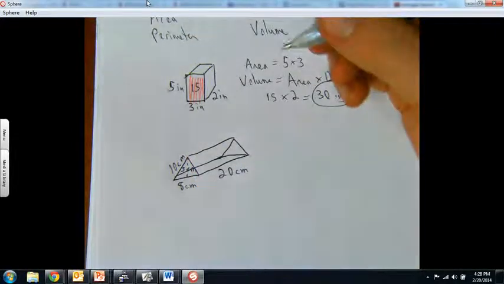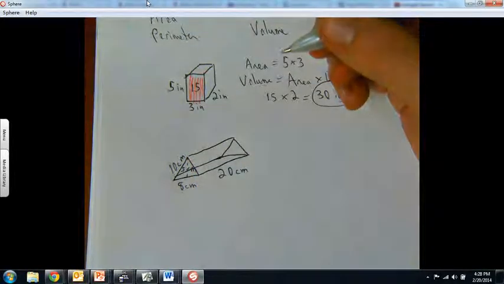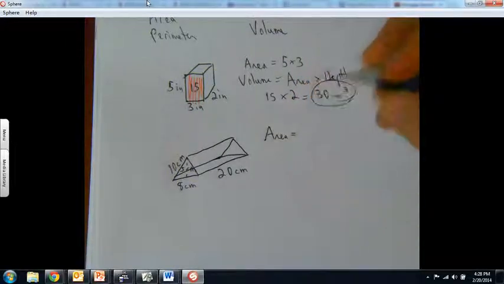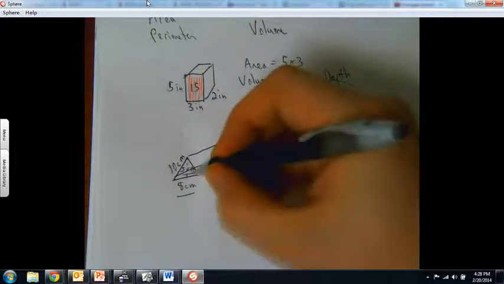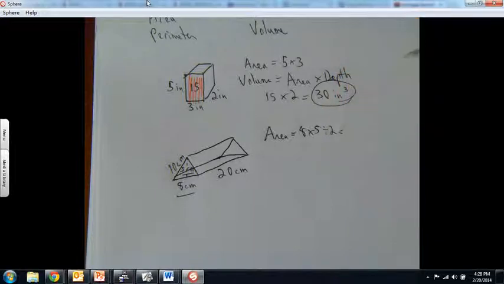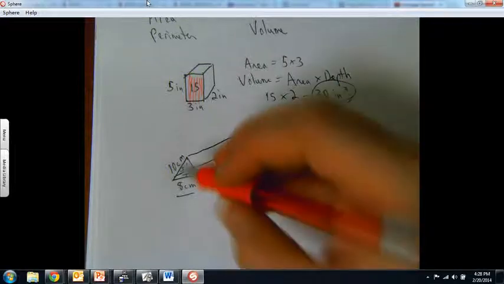Now, you'll often see, especially in problems like this, numbers that you don't actually need, because the area of a triangle is base times height divided by 2. 8 times 5 divided by 2, we get 20. It is not needed to use the 10.